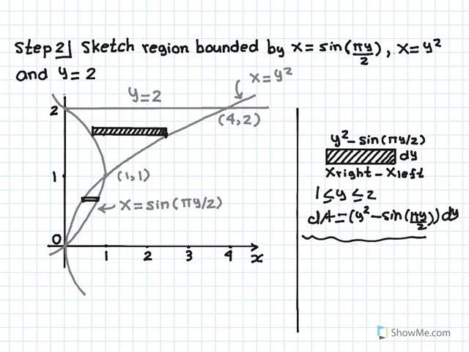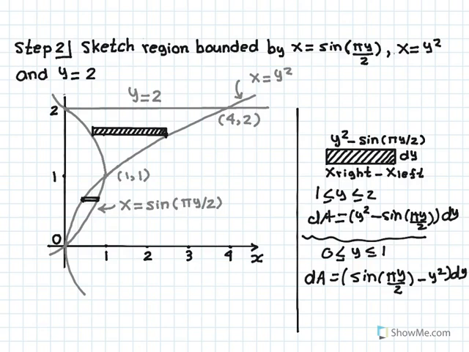Now, what happens when y is between 0 and 1? When y is between 1 and 0, you can see that the right point of contact is x equals sine of pi y over 2. That's a larger x value. The left point of contact is x equals y squared. So the differential area will be dA is equal to sine of pi y over 2 minus y squared times dy.